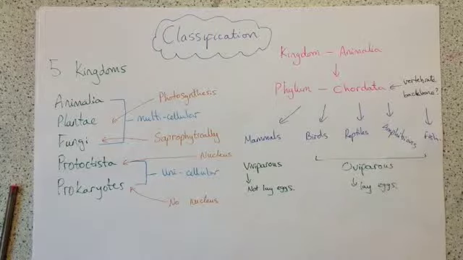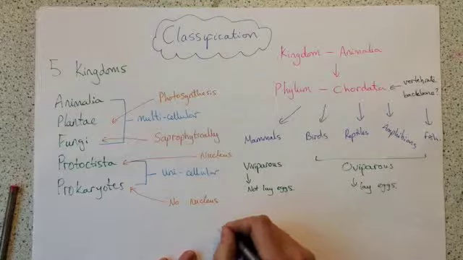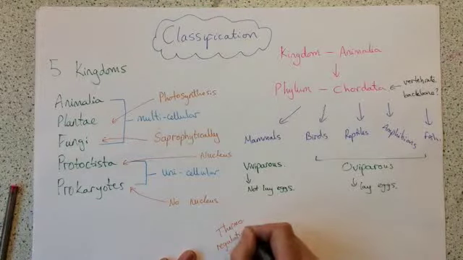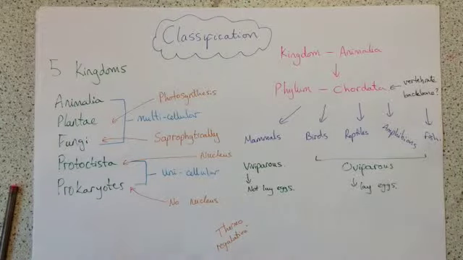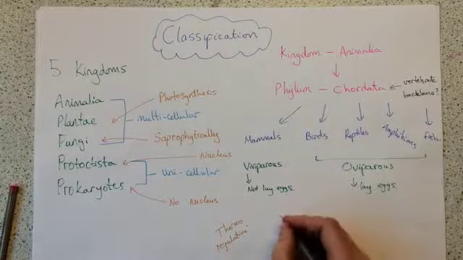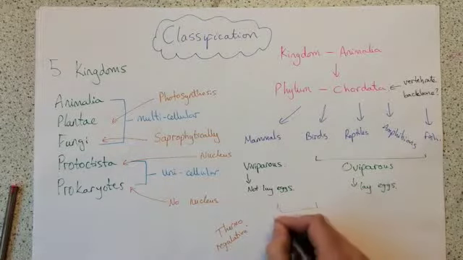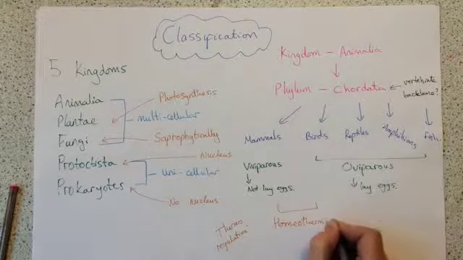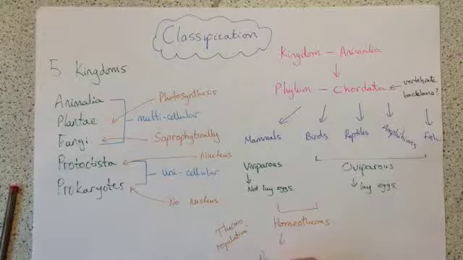Okay. The other thing we need to know is about thermoregulation. So how do we control the temperatures in our body? How do we control the heat in it? Well, mammals and birds are homeotherms. And that means they can regulate their own body temperature.